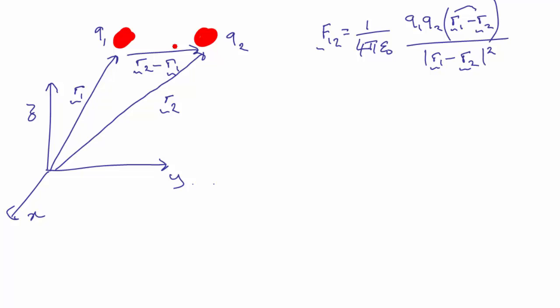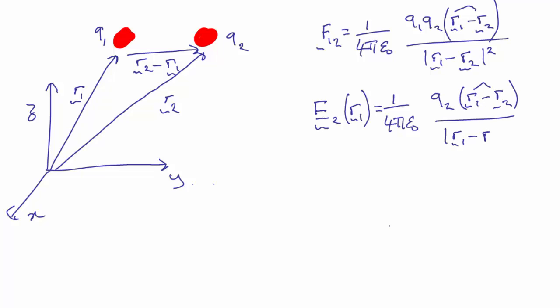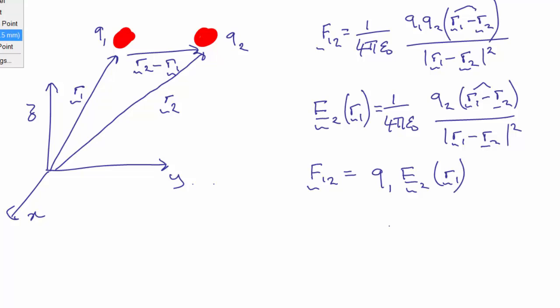Now you'll remember in electrostatics that our next step was to rewrite part of this equation as an electric field. We really invented the electric field at this point, and we're going to write down the electric field due to the presence of charge Q2 at the position of charge R1. Okay, so let's study those 2 equations.